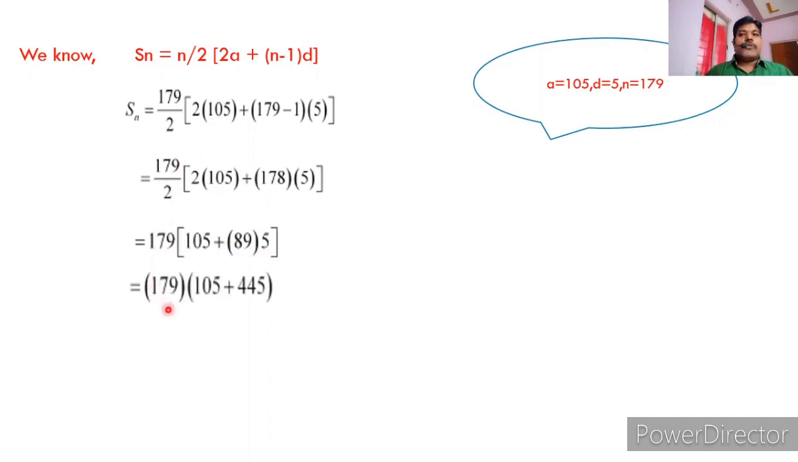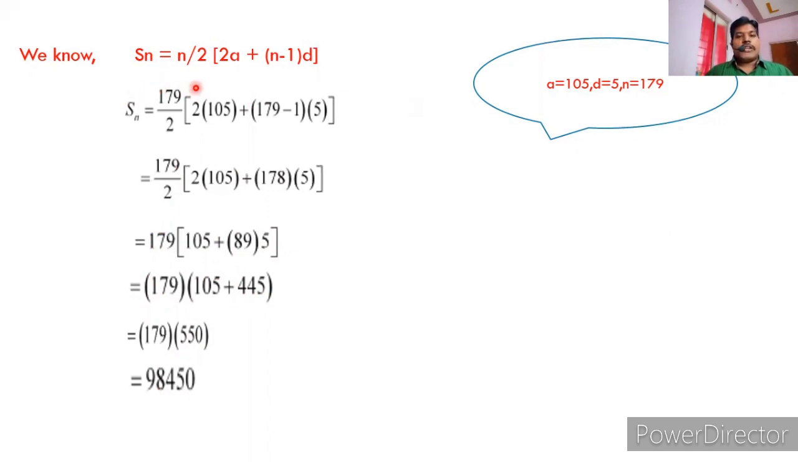So that is equal to 179 into 105 plus 89 into 5, that is nothing but 445. So that is nothing but 179 into 550. So just multiply these two terms. What is the answer? The answer is nothing but 98,450.